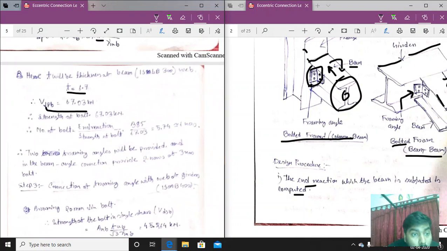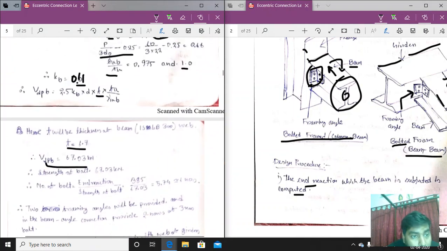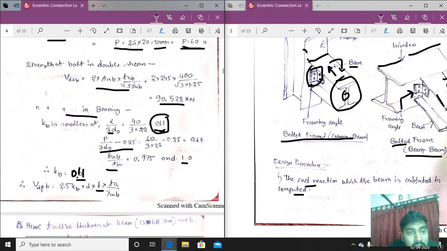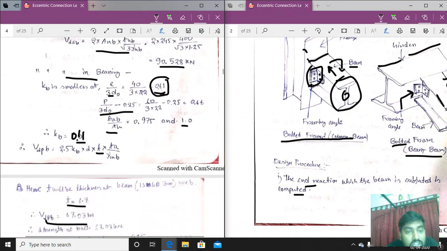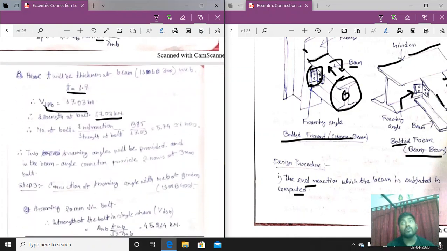Now the strength of the bolt in bearing is equal to 67.03, and the strength of the bolt in double shear is 90.528. So which value is to be taken? The lowest value. So the strength of the bolt will be 67.03 kilonewton.